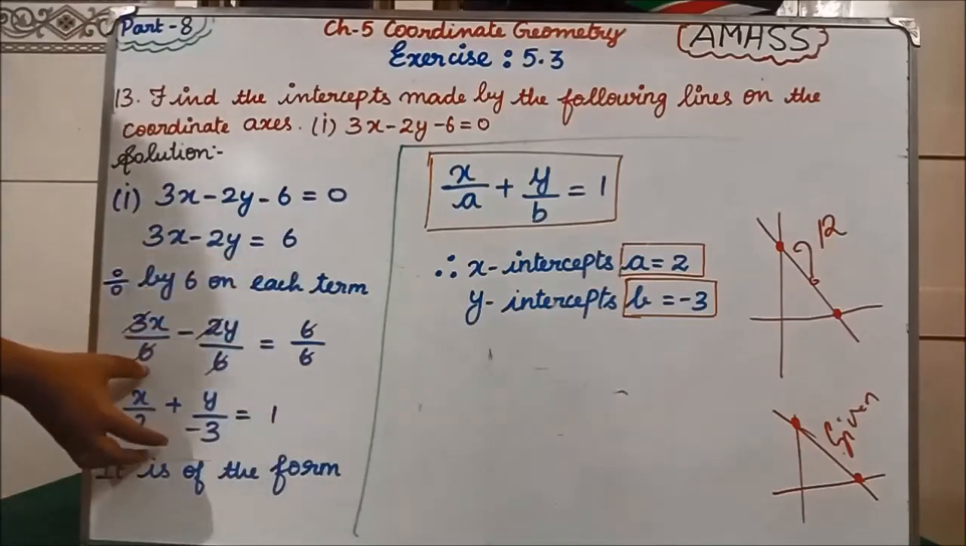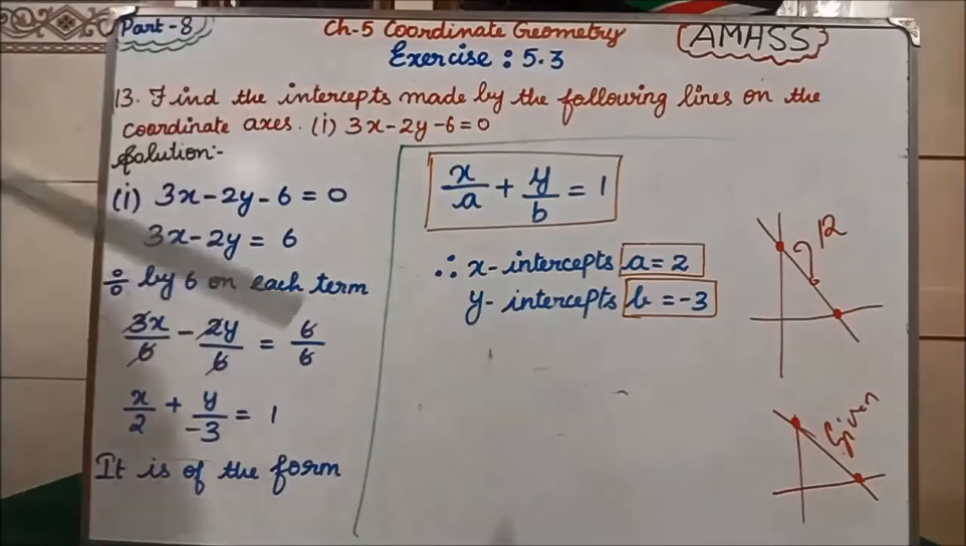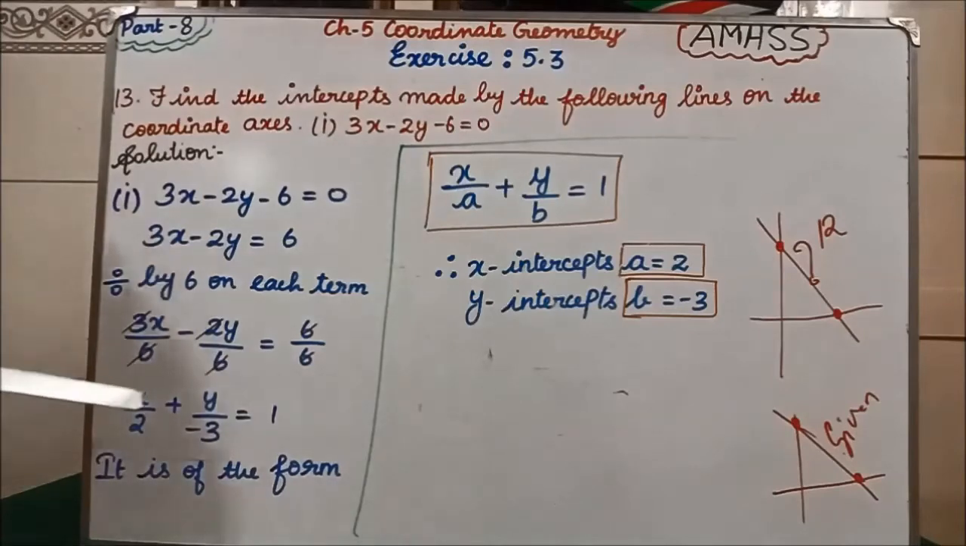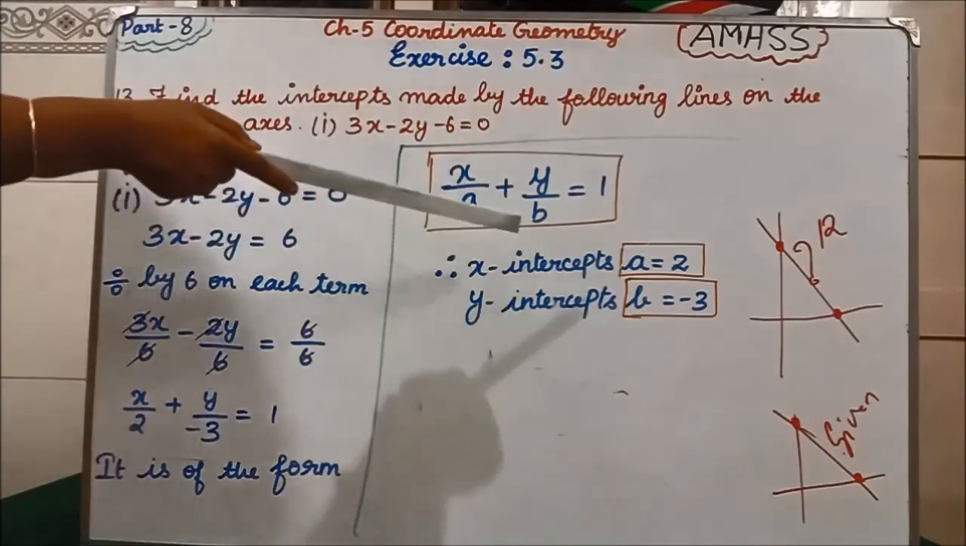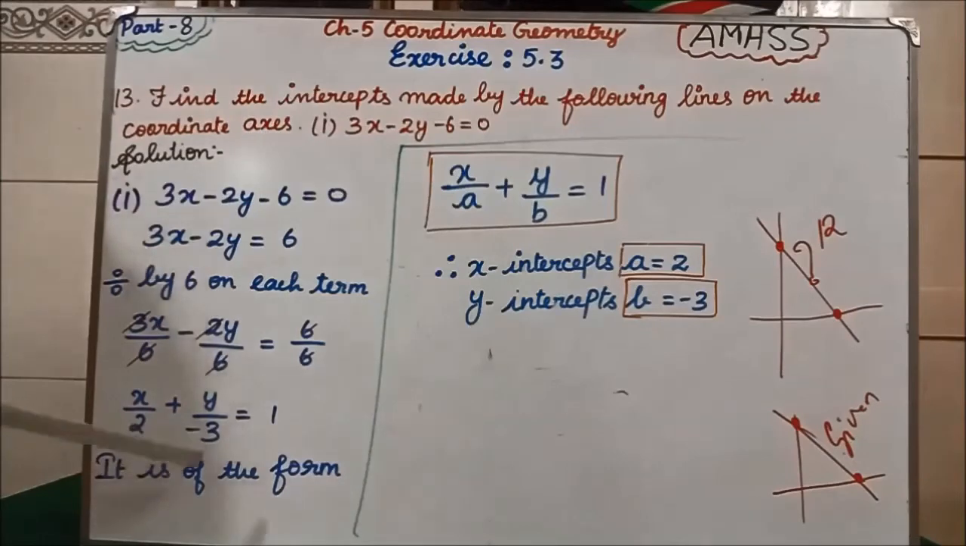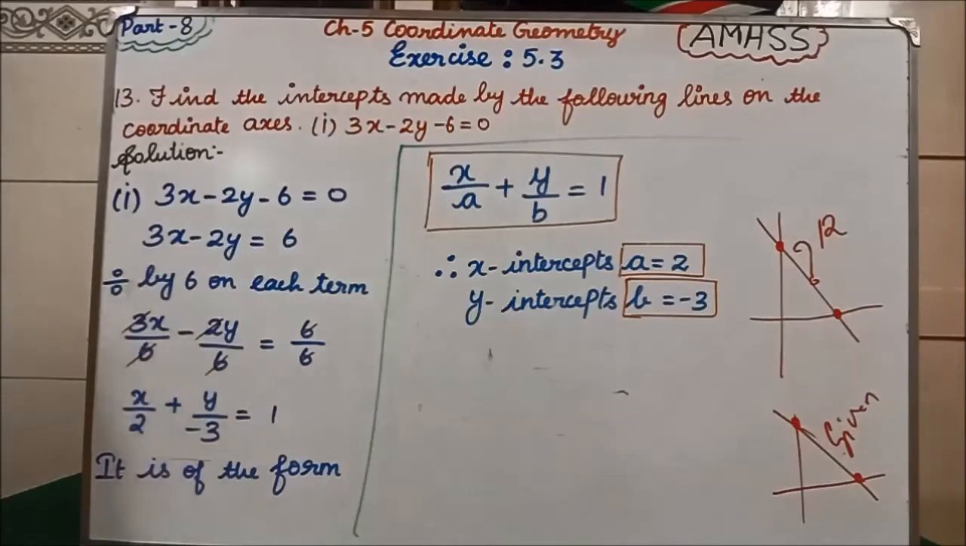Now after getting it in this form, you compare this form with the formula. x by a plus y by b equal to 1 is our formula, and this also is in the form like this. So in the place of a, what do we have here? 2. Therefore x intercept a equal to 2. In the place of b, what do we have here? Minus 3. Y intercept b equal to minus 3. Here also equal to 1, there also equal to 1. We don't need that. We need the x intercept and y intercept, which is what they were asking in the question.